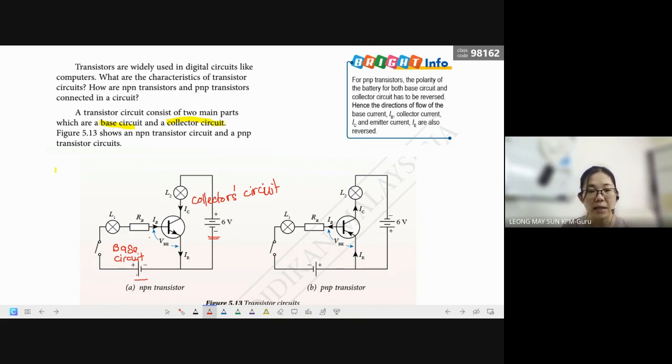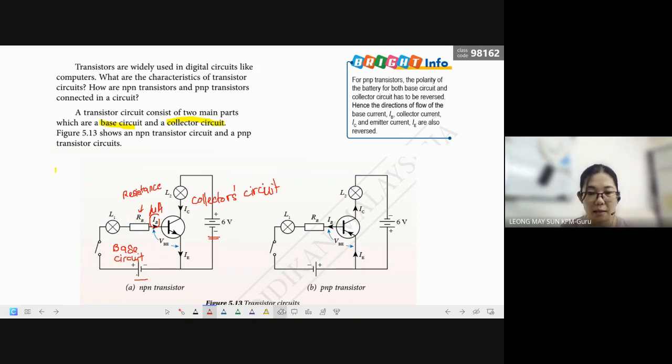Another thing is that in the base circuit, there will always be a resistance there. Base current will always have a resistance because base current actually needs to be very, very small, a few microamperes of current. So this is what you have to take note of.